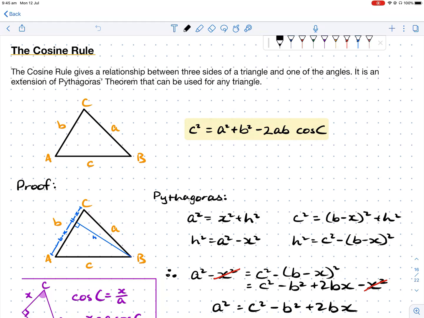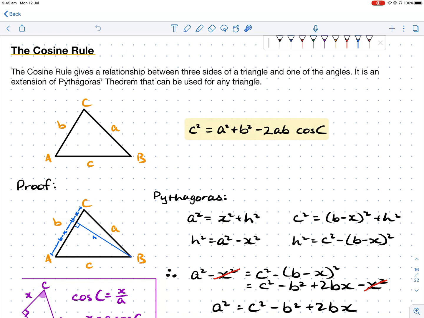Today we'll be looking at the cosine rule, which is another type of rule that we can use for non-right angled triangles. The cosine rule's named this way because in the equation there is a cosine in it. So it's used when we've got three sides and one of the angles.